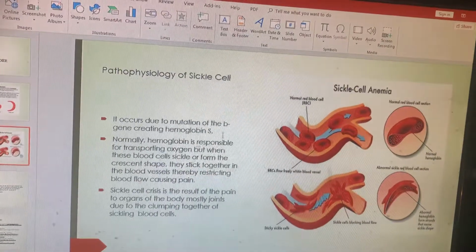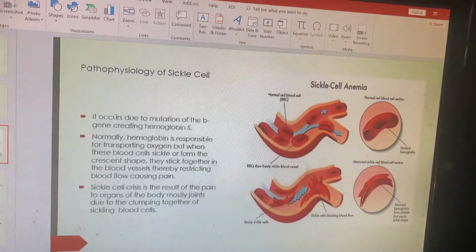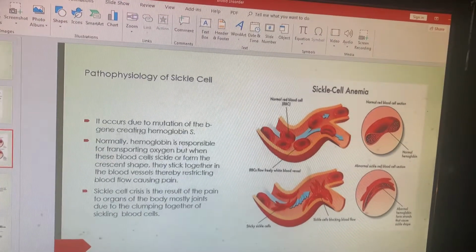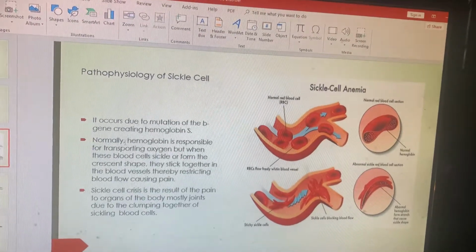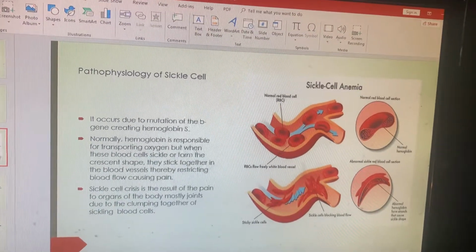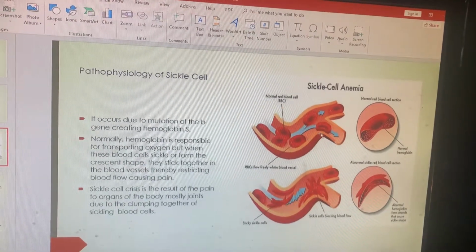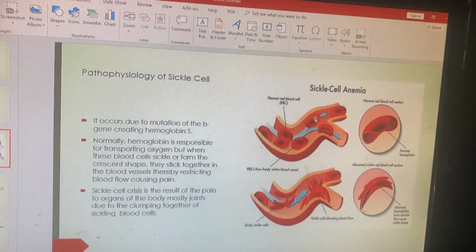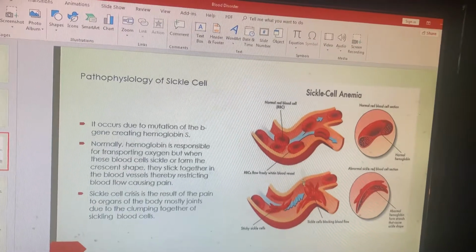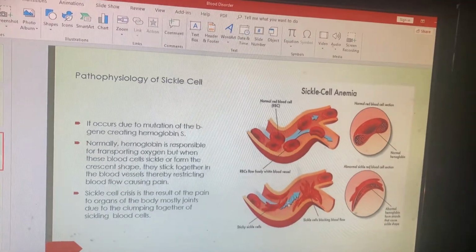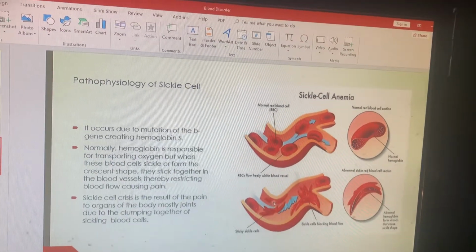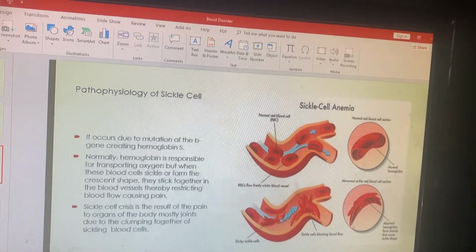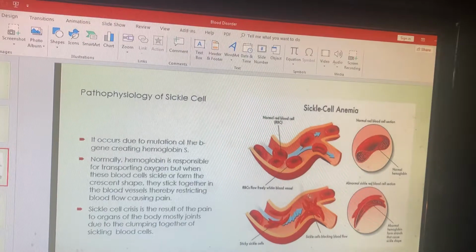Let's talk about the pathophysiology of sickle cell anemia. We know that sickle cell anemia occurs due to the mutation of the beta gene, creating the hemoglobin S. So as we said, hemoglobin is responsible for transporting oxygen throughout the blood vessels. So as we see right here, this is a blood vessel. This is normal blood flowing through the blood vessel. We see these blood cells are round and nice, flowing nicely. But over here, we can see that the blood, due to this genetic condition, forms the sickle, has this crescent or disc shape. And as they flow through the vessel, they clump together over here.